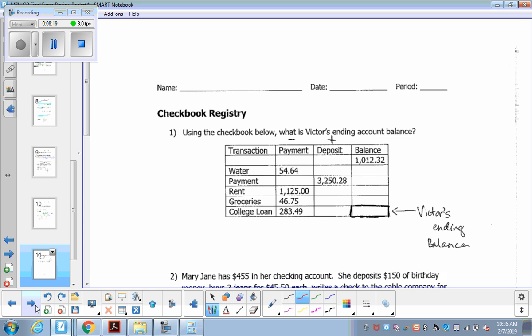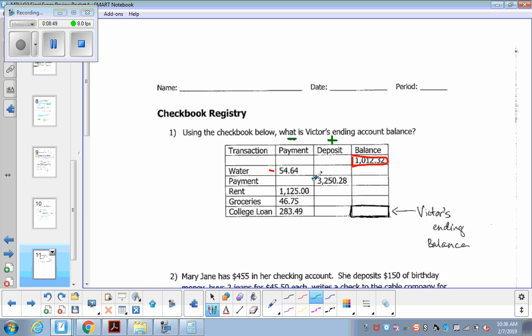And this is kind of the last thing we needed to really talk about in the consumer unit. I talked to you guys earlier when we were learning this stuff about balancing a checkbook. And right here, it has what the transaction actually was. And if it was a payment, that means it's getting subtracted. And if it was a deposit, that means it's getting added. So all you really got to do is take this starting number and say, all right, I got that in my calculator. And now I'm going to be subtracting here for the water payment.